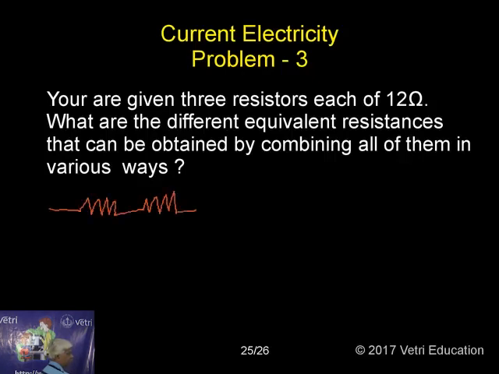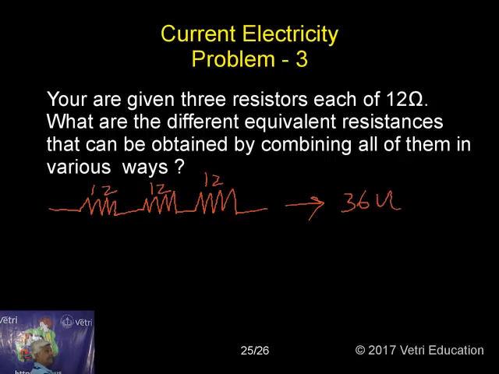If the 3 resistors are connected like that, you are given 3 resistors, each of 12 ohm. Here also 12, here also 12. Then what is the answer for this? If 3 resistors are connected in series, what is the value? 3 into 12, that is equal to 36 ohm. Immediately we can put. So why am I giving a general problem? Any question may be asked. This is A.